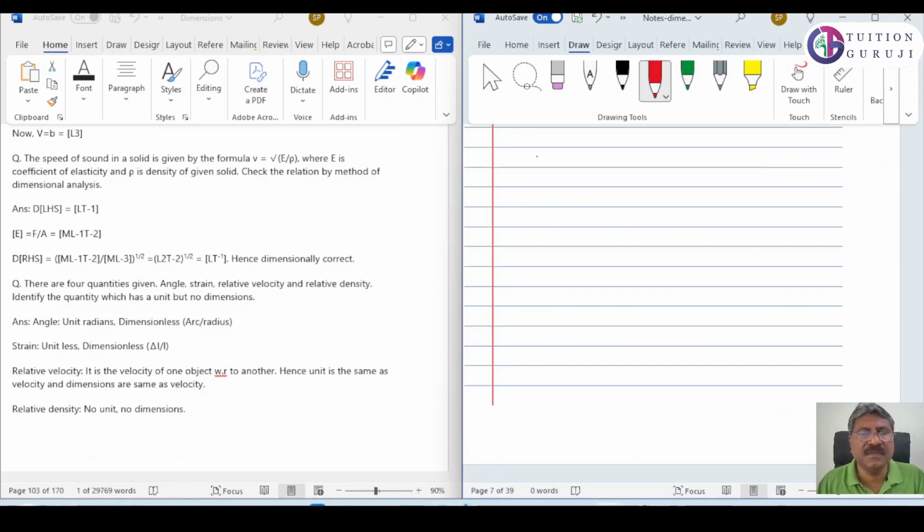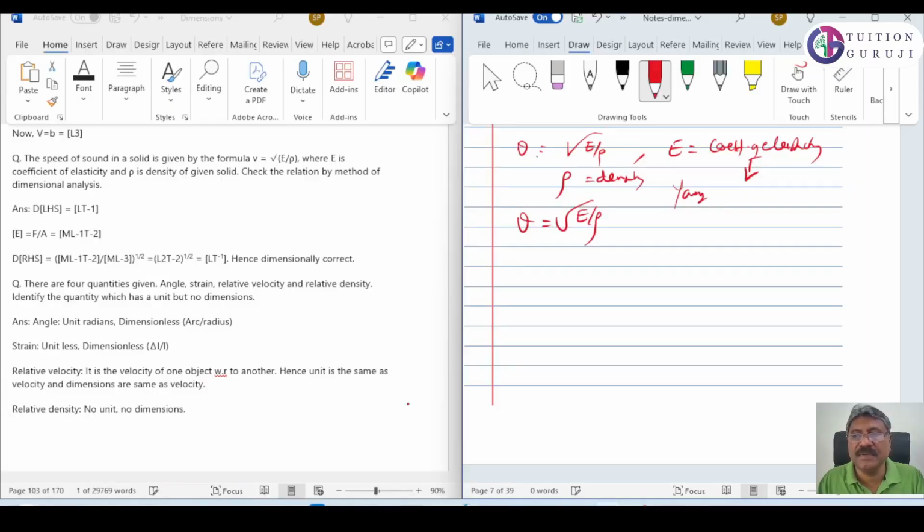The speed of sound in a solid is given by the formula: speed of sound is the square root of E by rho, where E is the coefficient of elasticity and rho is the density. Check the relation by the method of dimensional analysis. Now we have to check dimensionally the relation v is equal to root E by rho. It is given that E is the coefficient of elasticity.